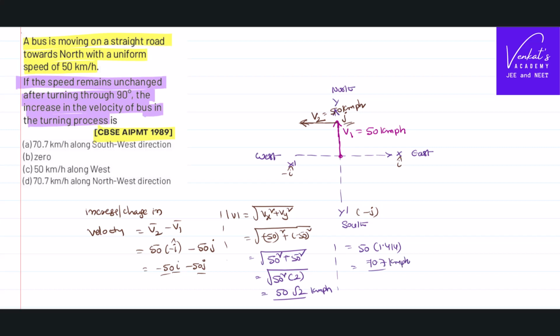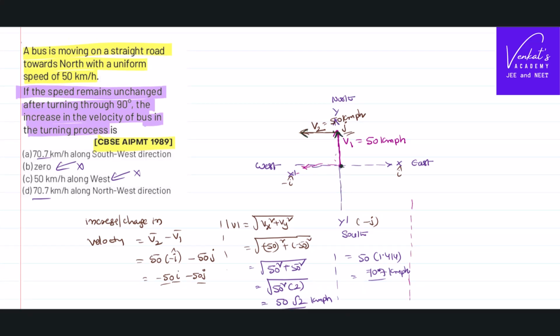I need not even calculate because it cannot be 0, it cannot be 50. They are definitely ruled out. Other than that, there is only one number available, 70.7, that I can blindly take. But what is the direction of this vector? Now we further need to find the direction of the vector.